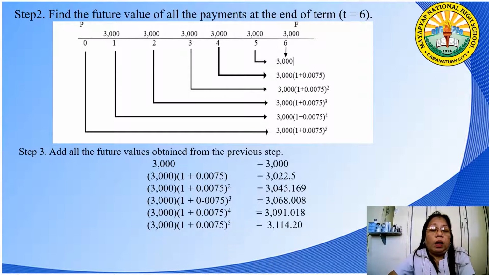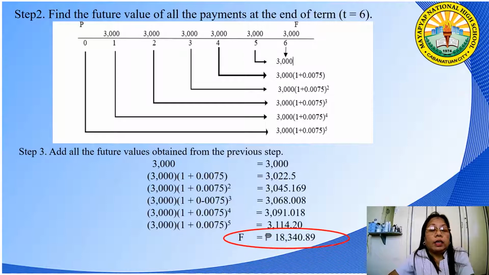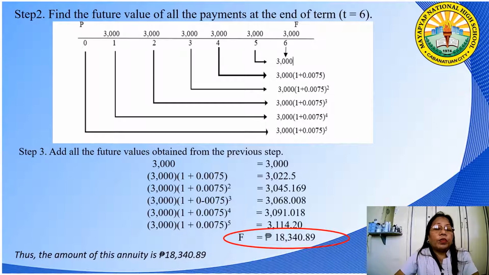When you add them, it gives you a sum of 18,340.89. So thus, the amount of this annuity is 18,340.89 pesos.